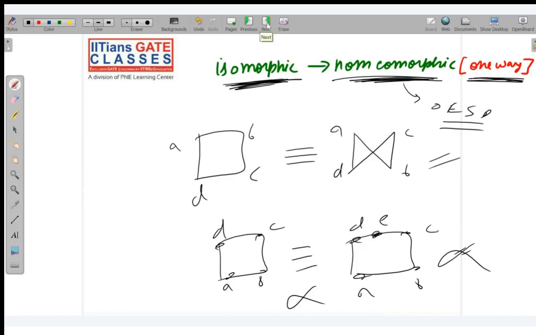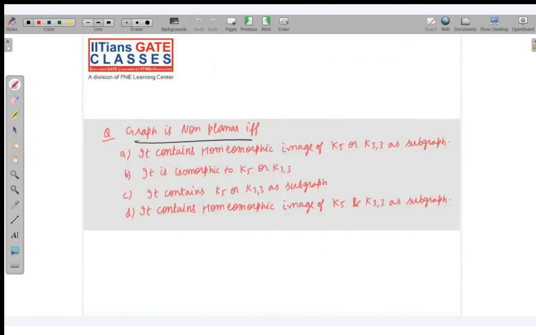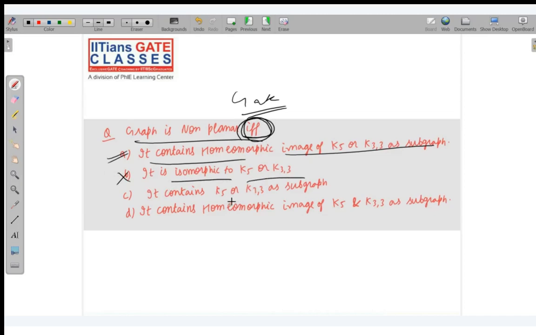A graph is non-planar if and only if it contains a homomorphic image of K5 or K33 as a subgraph. Yes, this is correct. This is a GATE question: is it isomorphic to K5 or K33? No. If and only if, they are saying both ways, the actual Kuratowski's theorem. So is it isomorphic to K5 or K33? No, because there might be many graphs. For example, if you take like this, let me take it.